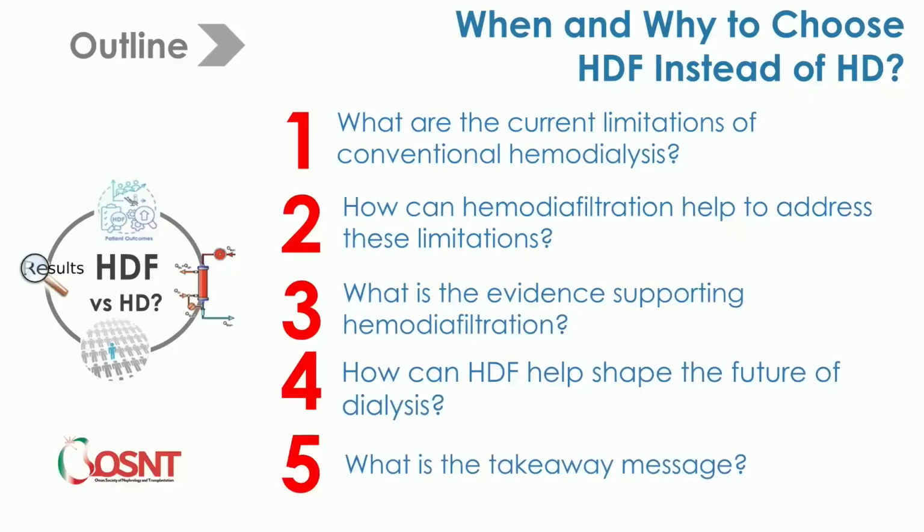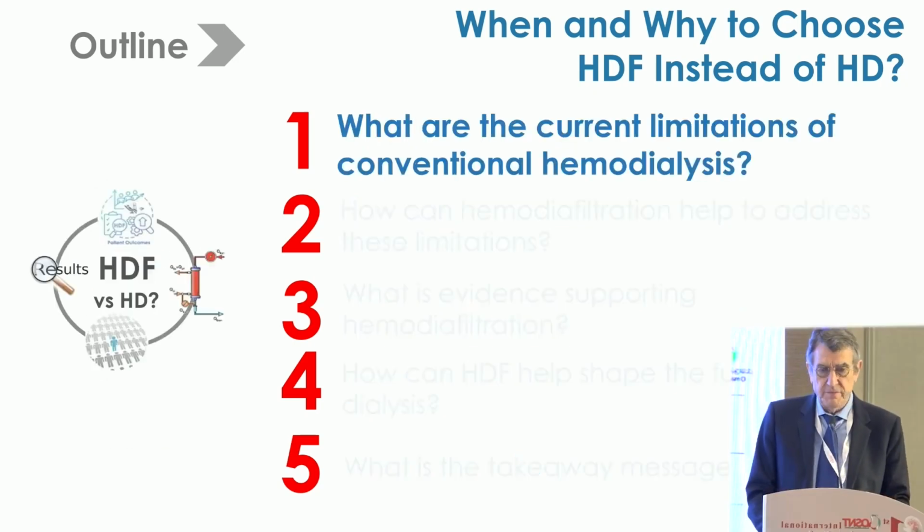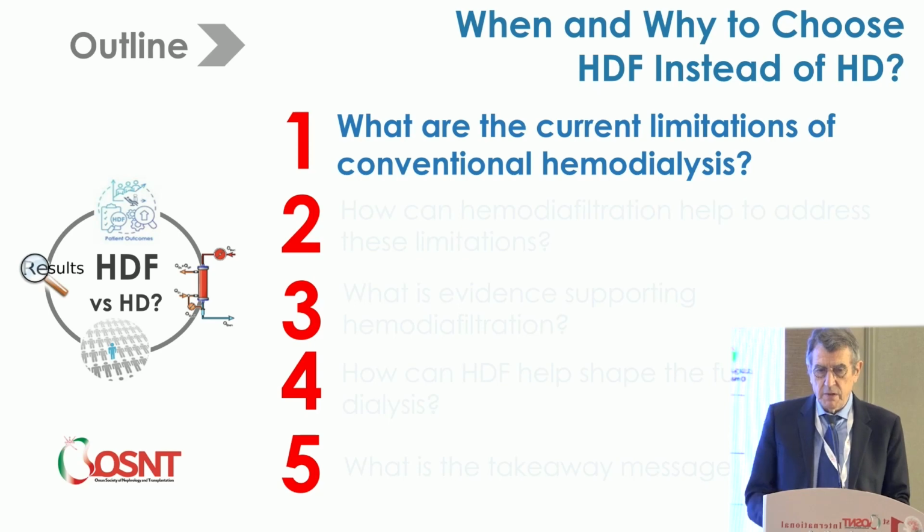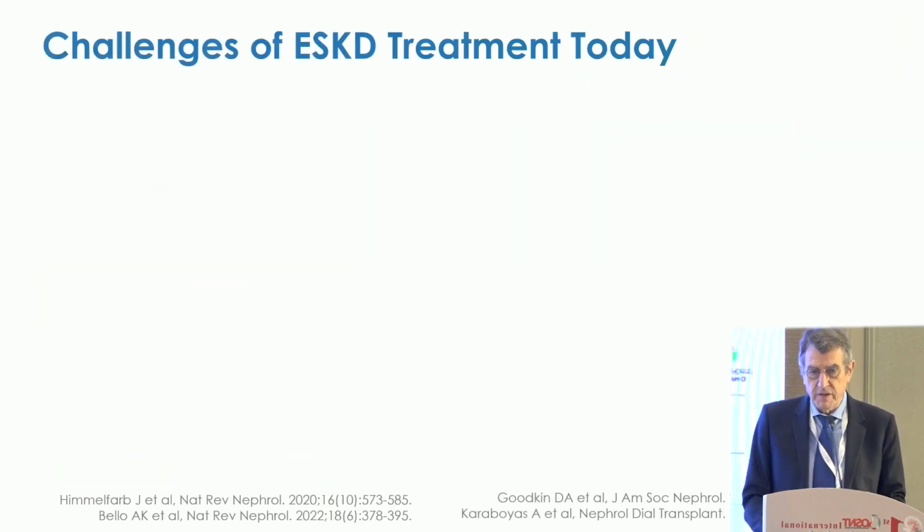The first is, of course, if you want to move to hemodiafiltration, there is a need. So what are the current limitations of conventional hemodialysis? How can hemodiafiltration help to address these limitations? And what is the evidence supporting hemodiafiltration, and how can it help shape the future of dialysis patients? So just a personalized way of caring for the patient. So what are the current limitations of conventional hemodialysis?